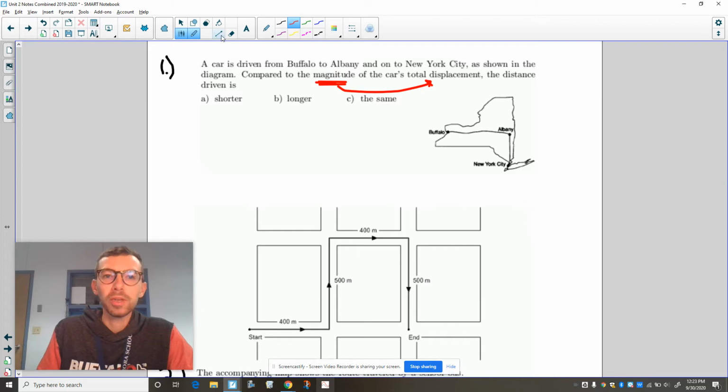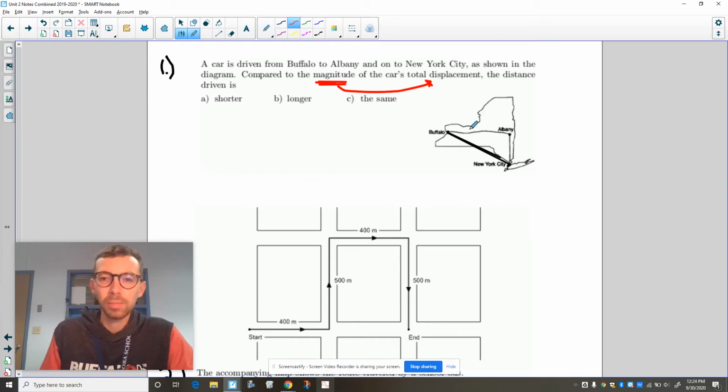So your displacement is as the crow flies, remember? So if we were a bird, if we were a plane or a bird, we would simply go from Buffalo all the way over to New York City. So you're just going to cut through Pennsylvania. And so that looks kind of like the hypotenuse of a right triangle, doesn't it?